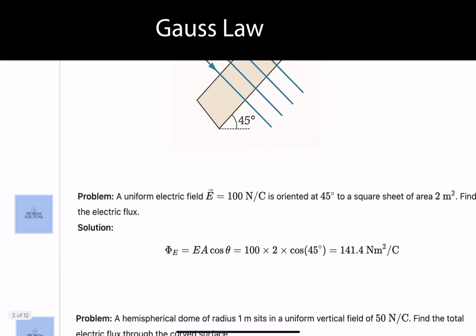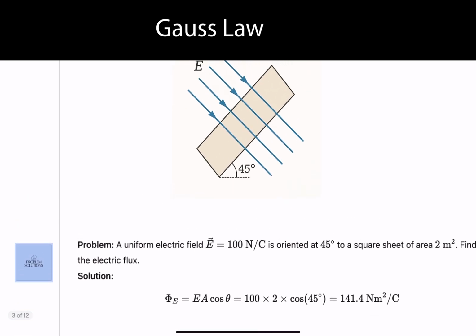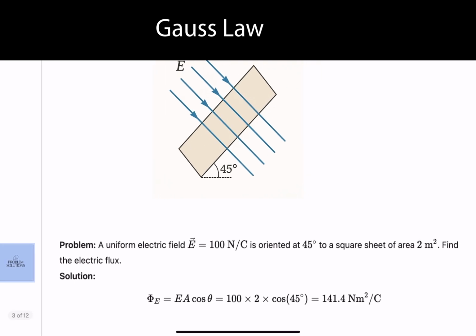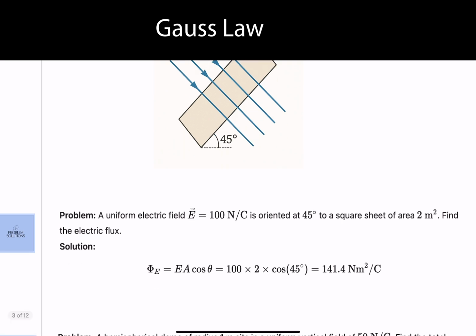So in this question, an electric field, 100 Newton per coulomb, is oriented at 45 degrees to a square sheet of area 2 meters squared. Find the electric flux. E times A times cosine of 45 gives 141.4 Newton meter square per coulomb.